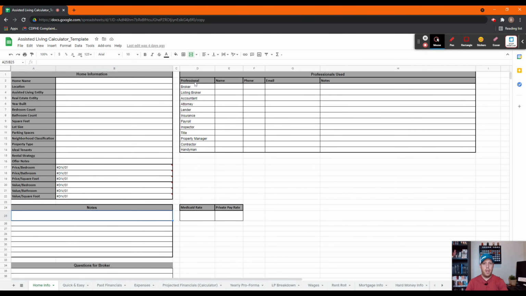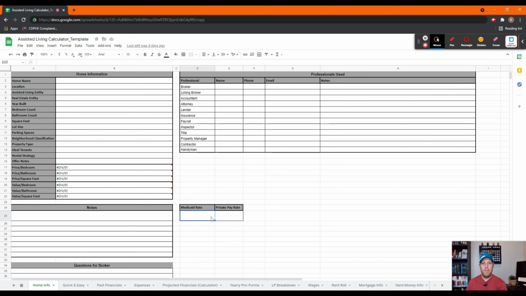And then up here is just going to be a quick and easy way for you to grab the people that I am using as I'm purchasing this facility. So your broker, the listing broker, accountant, attorney, lender, your payroll vendor, who did the inspection, who the title company is on the purchase of the facility. If you have a property manager, who that person is. If you have to hire out a contractor, who that is, and if you have a handyman as well. So name, phone, email, any notes that you have. It is really easy to have this in one spot on a spreadsheet. So that's the purpose of this.